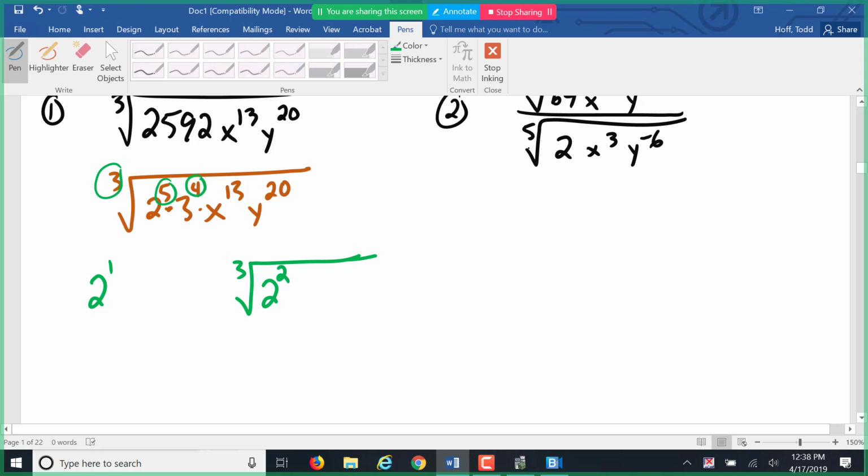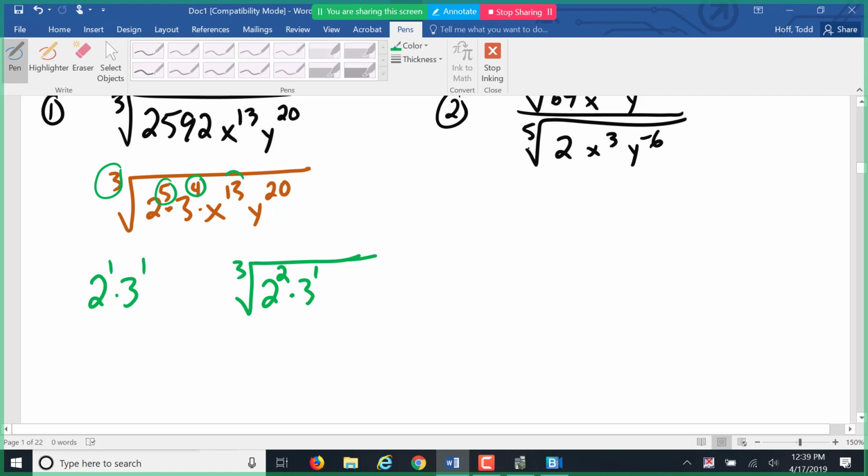Let's look at the 3. It's 3 to the 4th power. So that 4th power gets divided by a root index of 3. 4 divided by 3 is 1. So that's 3 to the power of 1. What's the remainder? 1. So 3 to the power of 1 stays inside the radical as well.